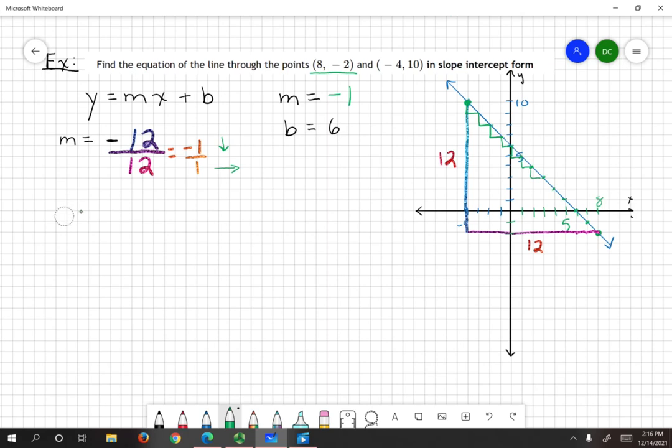And I know what the y-intercept is. It's 6. My final answer then is y equals mx plus b.